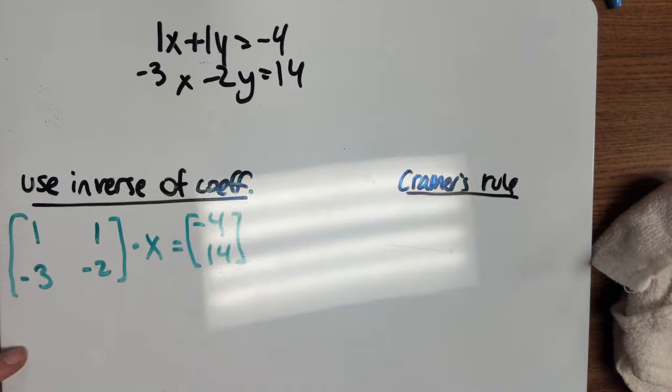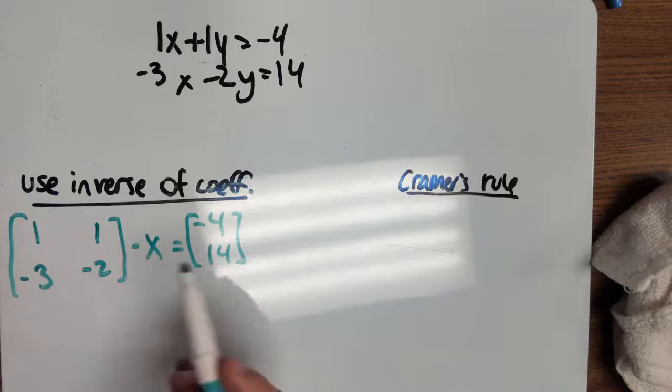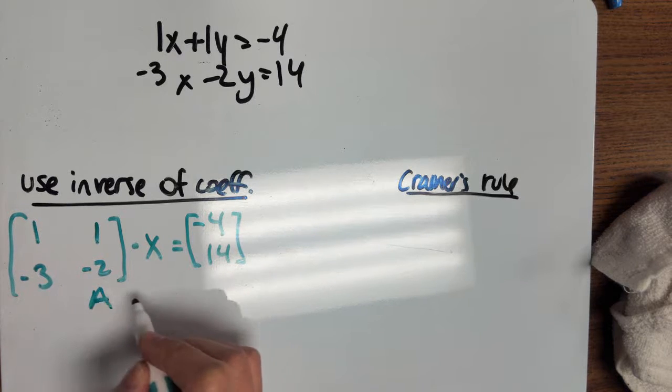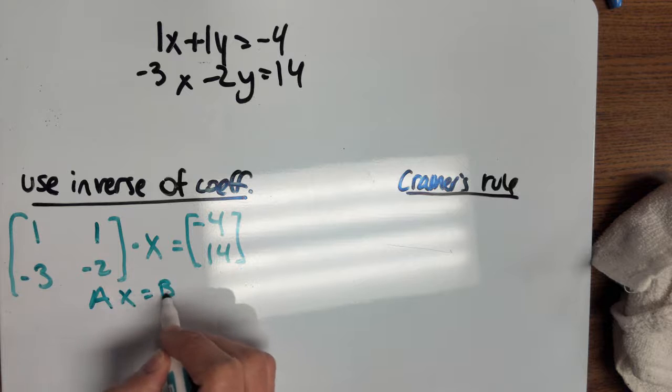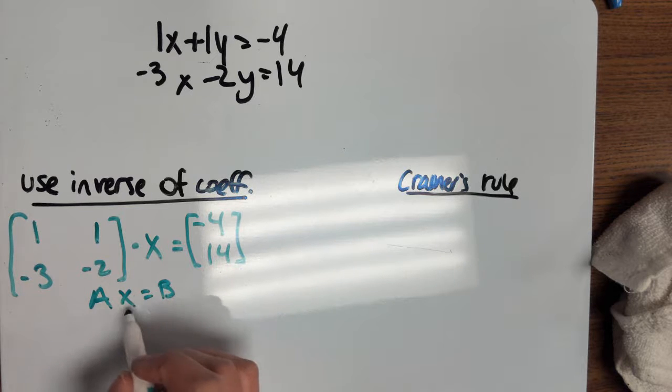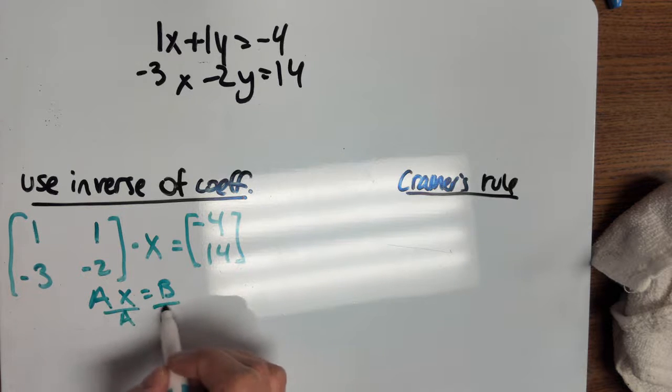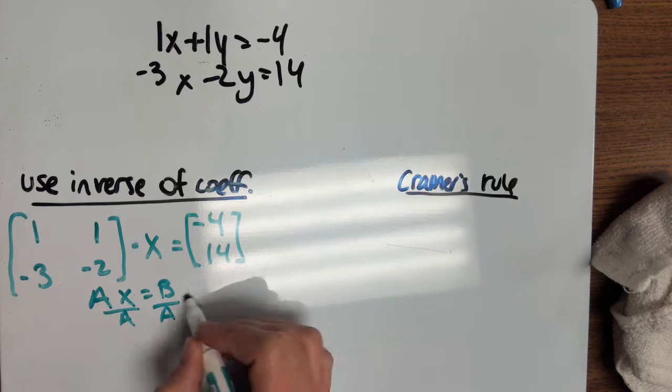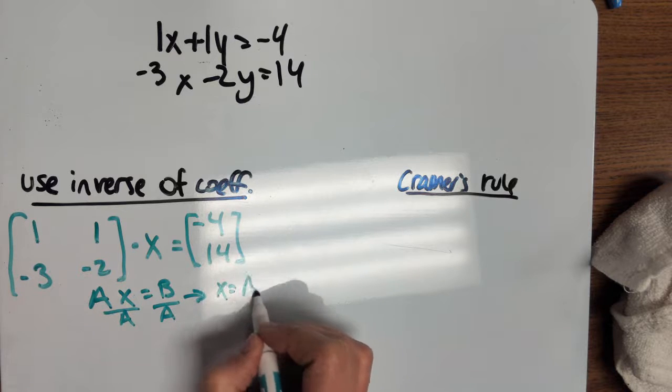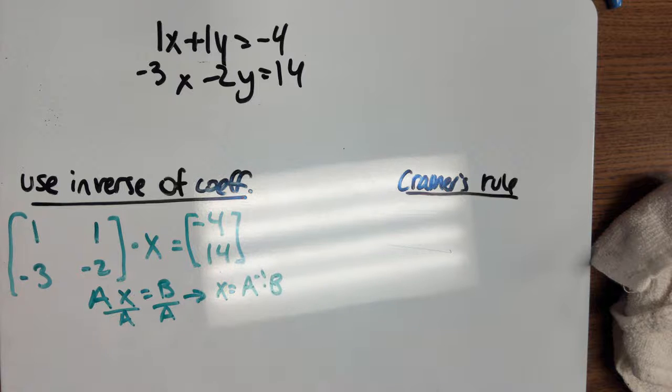At this point, this should look just like the equations we did when we were working with our inverse, because this is really some matrix A times an unknown matrix X equal to a third matrix B, and we're trying to solve for X. So we would divide by A. Technically, we can't divide matrices, so that tells me that X is equal to the inverse of A times B. So we could find the inverse of A, multiply it by the -4, 14, and we've got what our x and y values are.